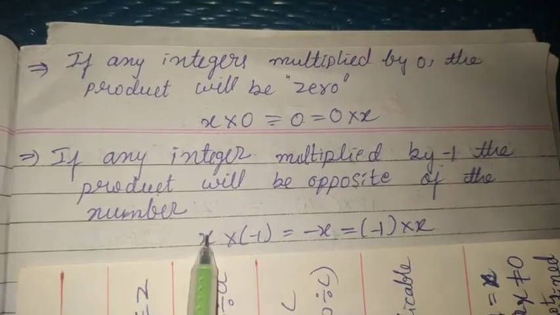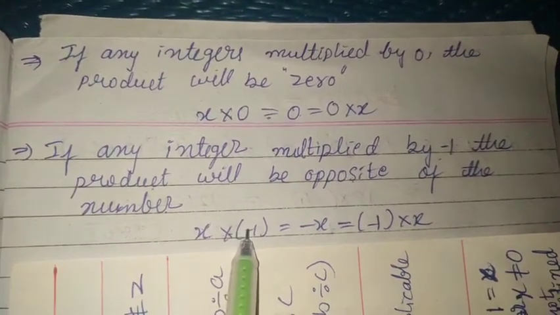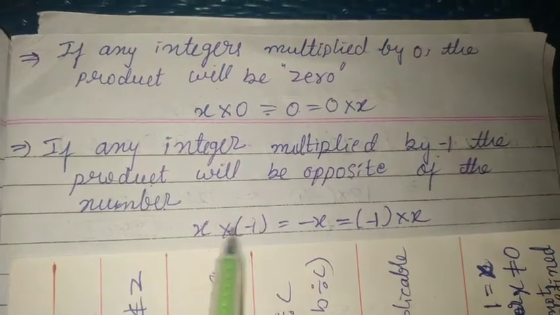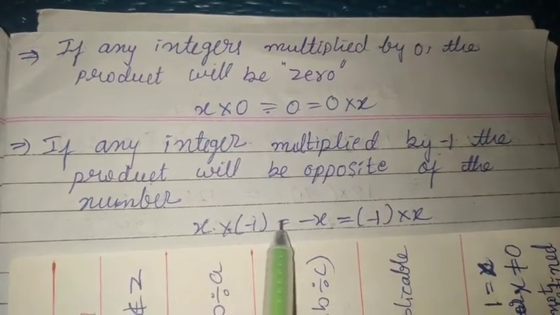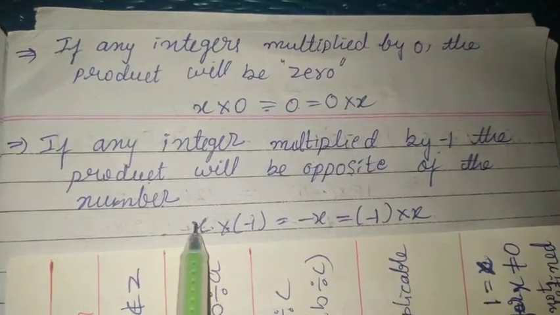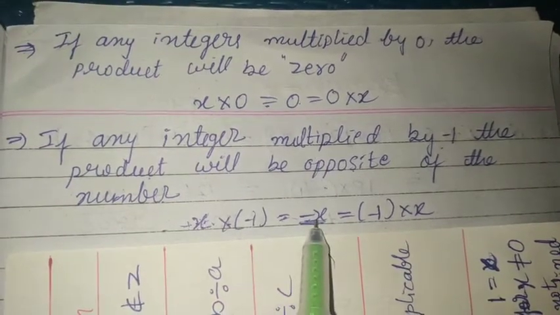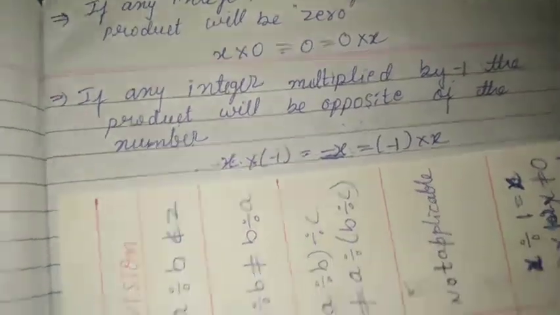If any integer is multiplied by minus 1, the product will be the opposite of the number. For example, x is an integer and we are multiplying minus 1 with x. So what are we getting? The opposite of the number. x is plus x here, but we are getting the opposite of the number.